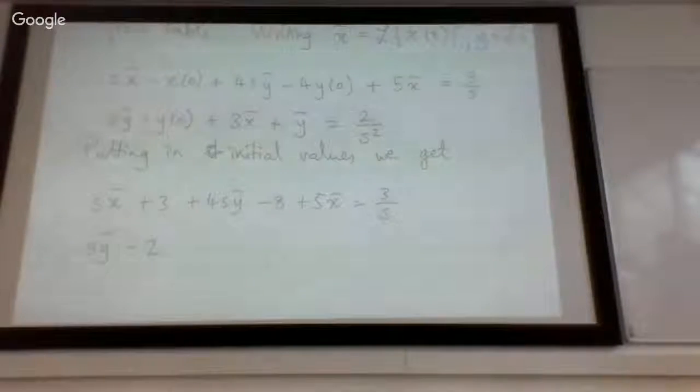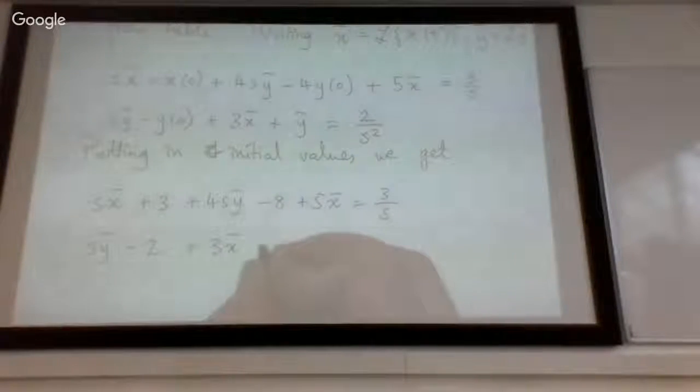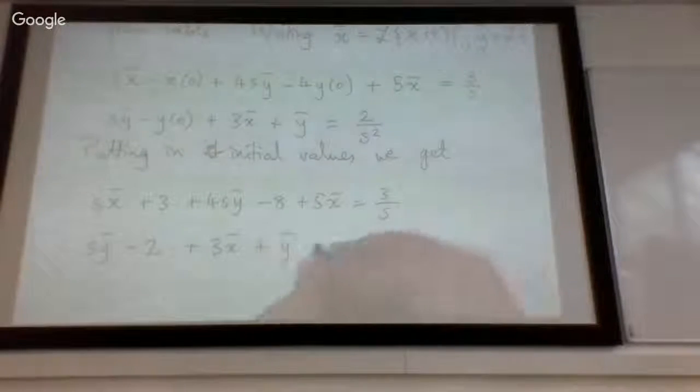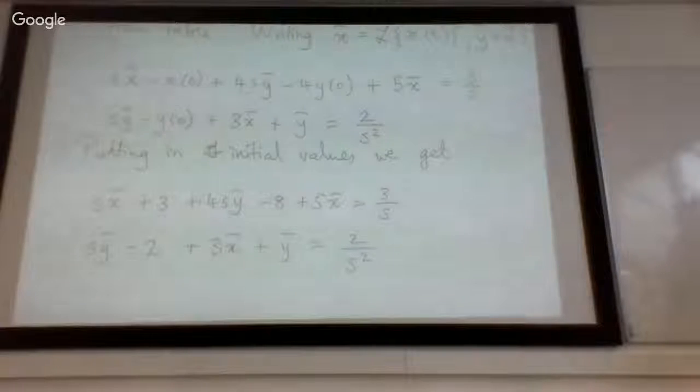S times y bar minus 2 plus 3x bar plus y bar equals 2 over s squared. Okay, now we need to tidy these equations up.